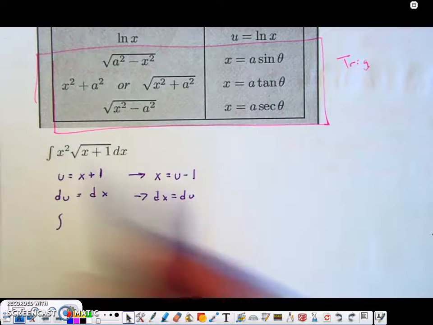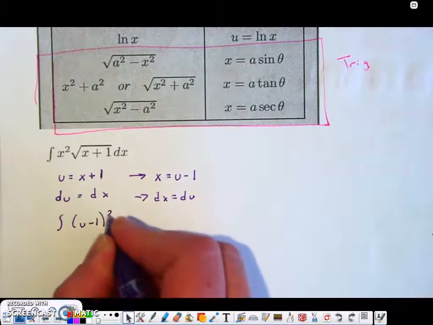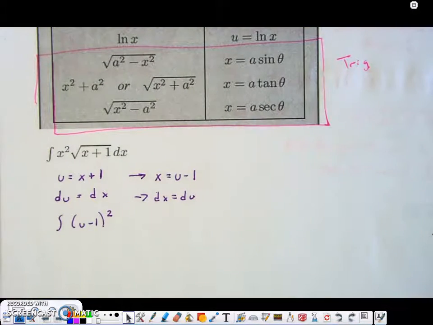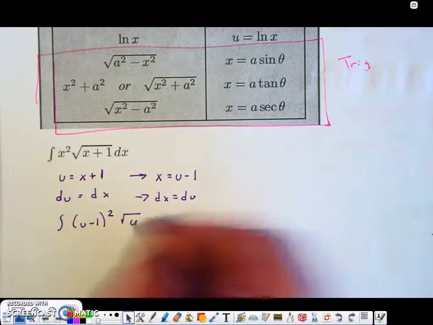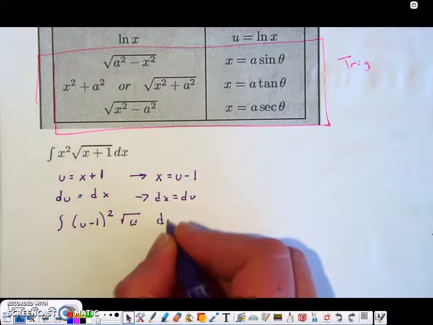So when it has x squared, I'm going to put in for x u minus 1 squared. What would the square root of x plus 1 turn into? Yes, very good. And dx just turns into perfect.